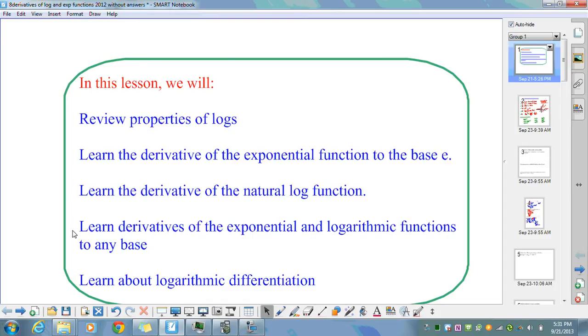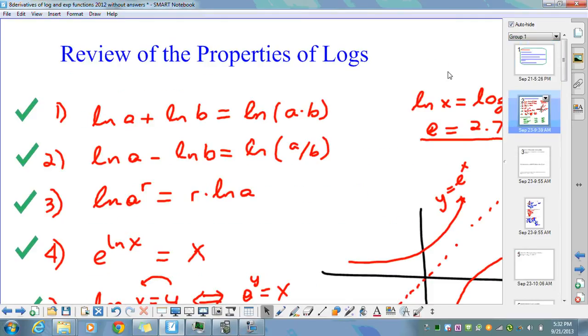So let's get started. Again, I'm starting with a review of properties of logs because from my past experience, I find that doing calculus with logarithmic and exponential functions is not that bad. It's the properties of logs that students are weak on. So taking some time to do that up front, I think, will pay dividends later on. So let's take a look at the properties from algebra.